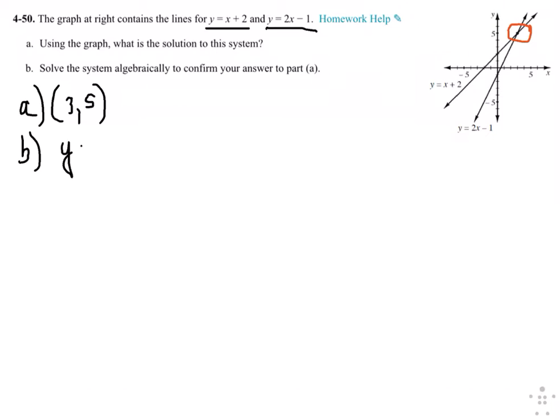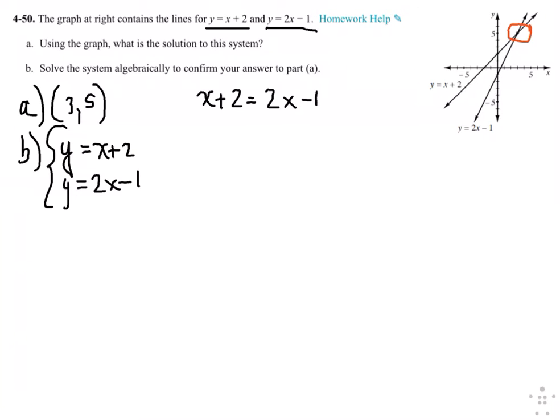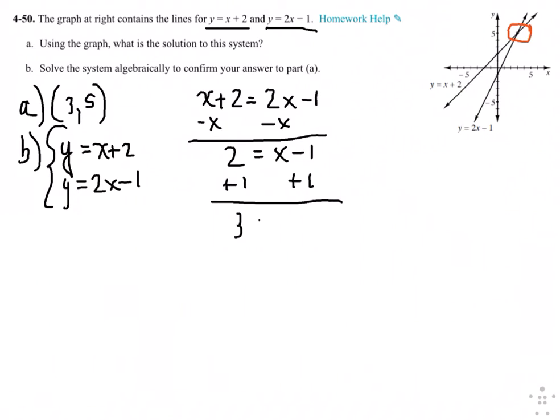So I have y equals x plus 2 and y equals 2x minus 1. So I can use equal value methods, right? So I can set them equal to each other. x plus 2 equals 2x minus 1. Subtract x from both sides. I get 2 equals x minus 1. Add 1 to both sides, and I get x equals 3.